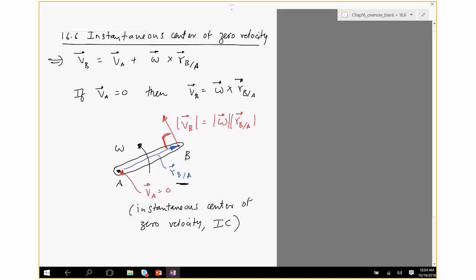Throughout this course, we'll denote the instantaneous center of zero velocity as IC. So if A had zero speed, then it's called IC. If not, it's not an IC. Now there's something very simple about an IC: if you want to look at the velocity of any point, let's say B, then the velocity of point B is always going to be at right angles to the vector from A to B, like I've shown it there. So you know the direction, you just have to find the magnitude. The magnitude is simply the magnitude of omega times the magnitude of the vector from A to B, or r_B with respect to A.